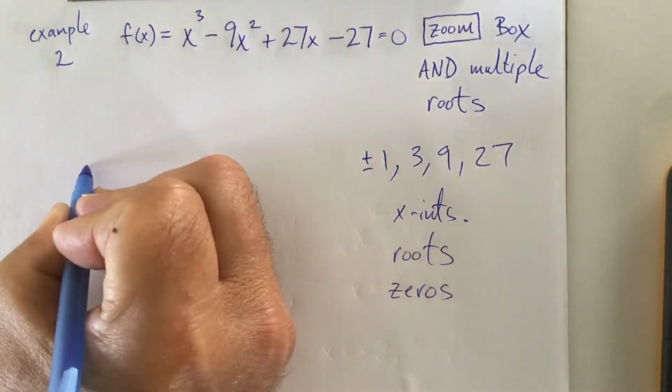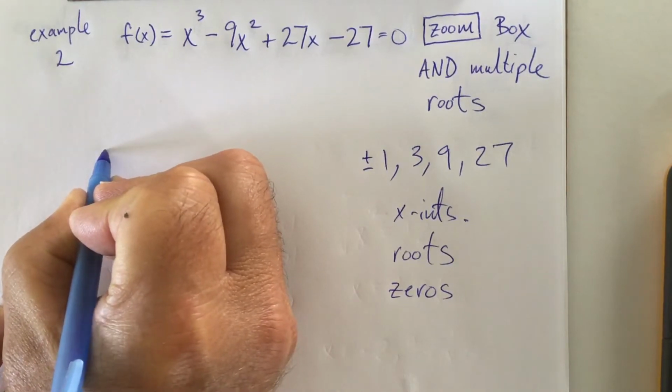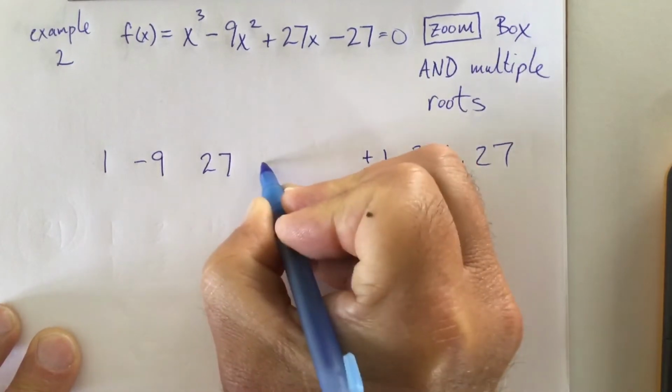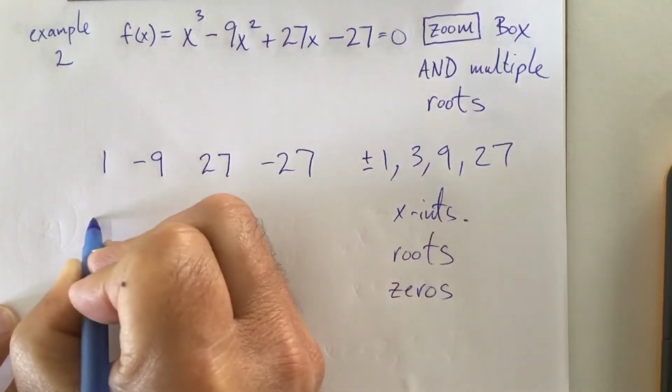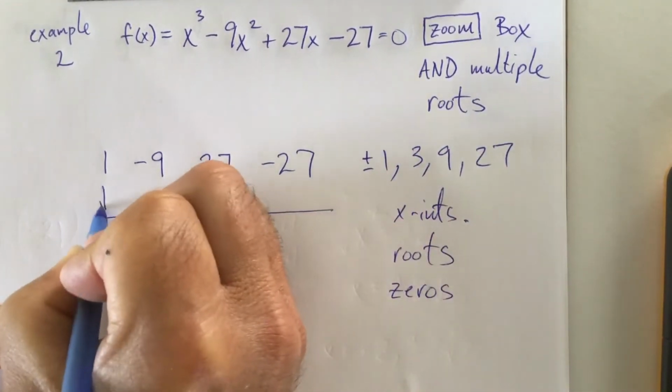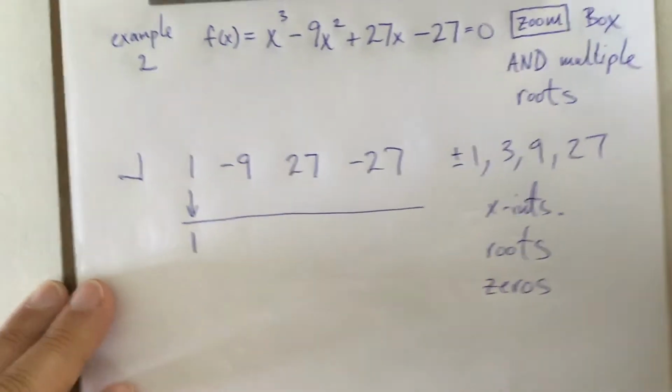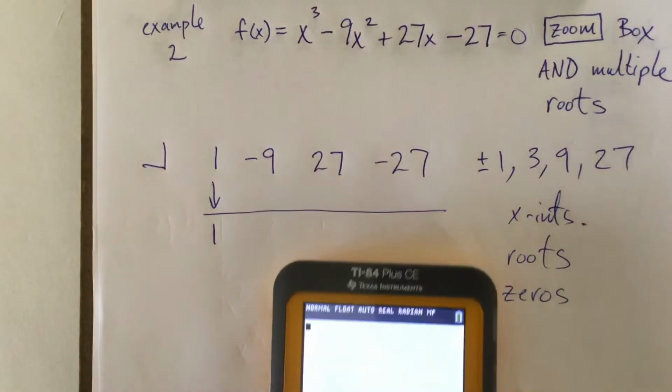So here we go. I'm going to be doing some synthetic division. So I need a 1, a negative 9, a 27, and a negative 27. I am going to draw this line. I'm going to bring down the first number. Got to pick a shelf number. So here we go. Can't see that. But here we go. I'm going to graph it now.